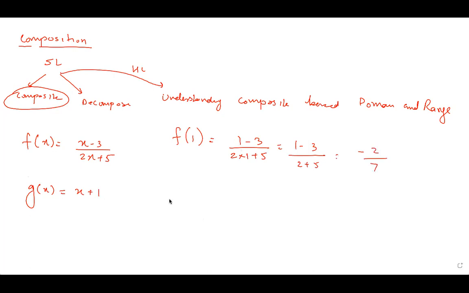Similarly, if I ask you to find, let's say, g of 5, g of 5 is going to be nothing but 6. So if you put x as 5 here, it will be 5 plus 1, which is 6. Now, if I ask a simple question, find, let's say, f of g of 5.